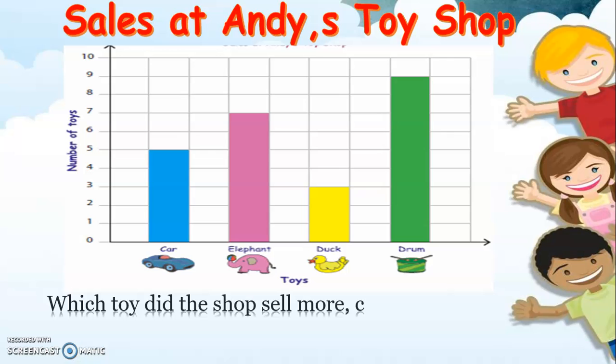Which toy did the shop sell more, the car or the duck? Looking at the car and the duck, the highest bar is the car. So it means the car sold more than the duck.